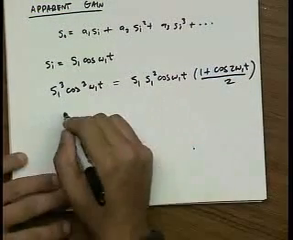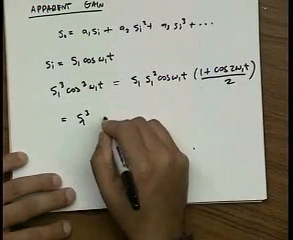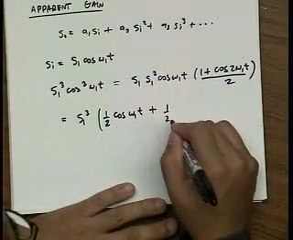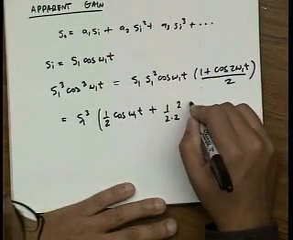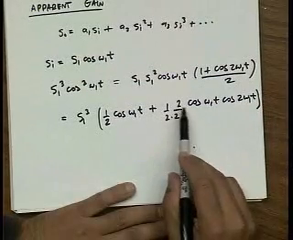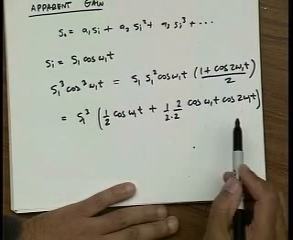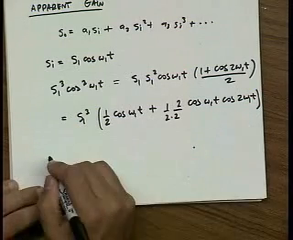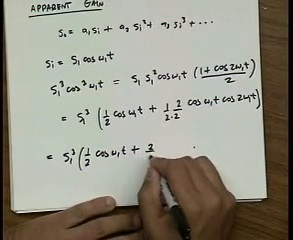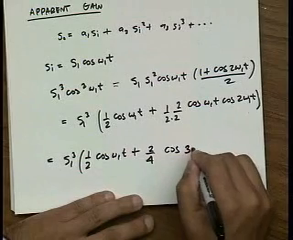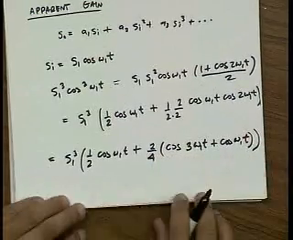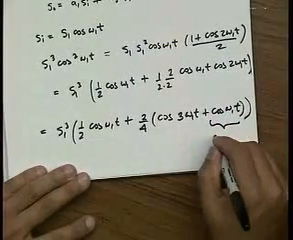Now if I multiply this all out, I get S1 cubed times 1/2 cosine omega 1t plus 1/2 divided by 2 multiplied by 2 cosine omega 1t cosine 2 omega 1t. And I know that 2 cosine alpha cosine beta is cosine alpha plus beta plus cosine alpha minus beta. So let me write that out. I get 2 over 4. The sum frequency is cosine 3 omega 1t, and the difference frequency is cosine omega 1t. And it's really this difference frequency that's very important, because this is at the fundamental.